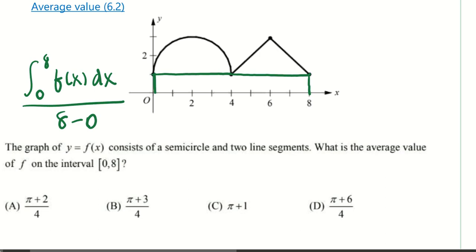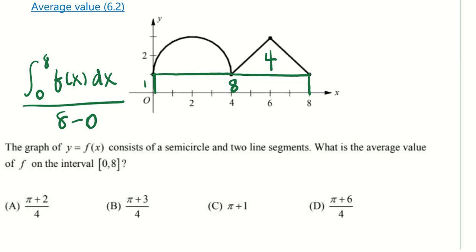Okay, this has a height of 1 and a width of 8, so it's going to be 8 units. This triangle will have a width of 4 and a height of 2, so its area will be half of 8, which would be 4. And that, okay, I believe it.